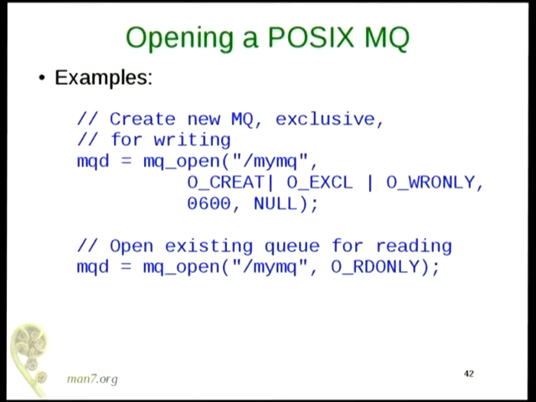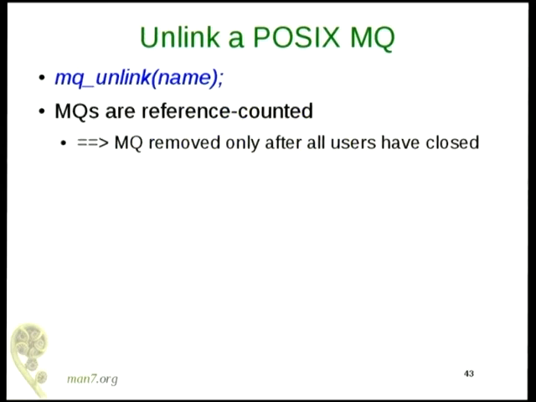So here's how to open a new message queue for writing. mq_open, here's the name of my queue. Create it exclusively for writing. Permissions 0600, read, write, just for the owner. Default attributes. Open an existing queue for reading. Name of the queue, read only, and I don't need the rest of the arguments. If I don't need the queue anymore, I can unlink the name, just like unlinking a file.